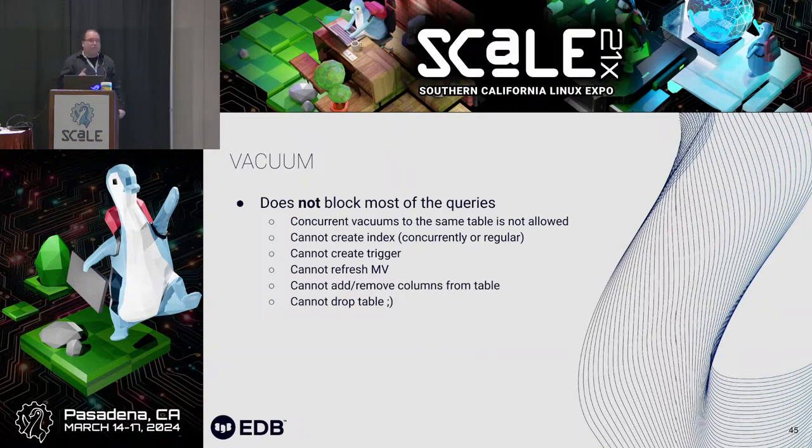It does not block most of the queries, not all of them, okay? I'll get there. First of all, concurrent vacuums to the same table is not allowed. So you cannot run vacuum against the same table. You cannot create an index when you run a vacuum, even if it's concurrent or the regular create index. You cannot create a trigger when you are running a vacuum. You cannot refresh a materialized view. You cannot add or remove columns from a table. And of course, you cannot drop the table.